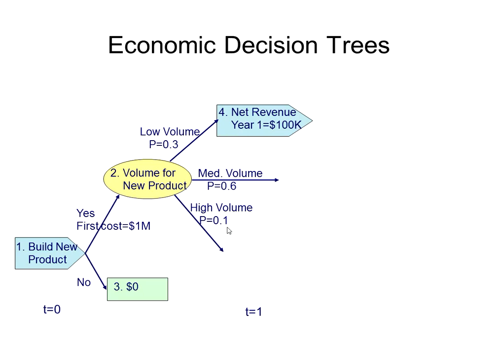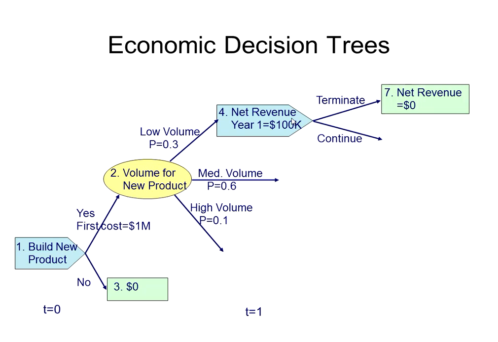So if we have a low volume in year 1, that's the amount of revenue we get in year 1. We get 100,000. And so that's our decision node, right? So we get this revenue, we could either continue or terminate. If we terminate, then it's just going to give us a net revenue of 0 after this. And if we continue, we're going to keep getting this benefit of 10,000 each year.